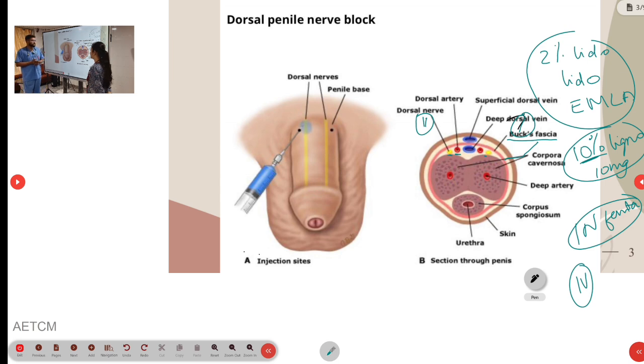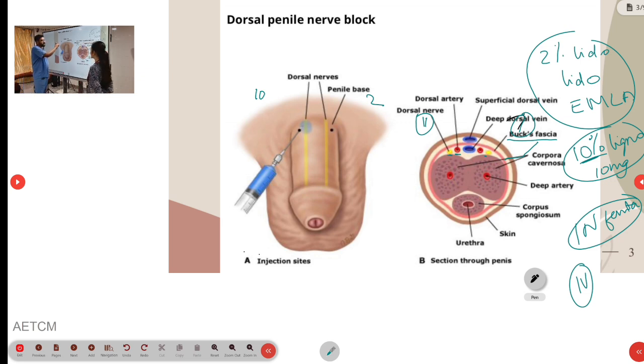The location where we have to inject is important. Ideally we can do it blind, or we can do it ultrasound guided. Ideally we should do it USG guided to prevent any arterial puncture. Here the location is at the base of the penis and the suprapubic skin. The area between that will be our puncture site. The clockwise position will be around 10 o'clock where we will be injecting, and here around 2 o'clock. The nerve is at the 1 o'clock and 11 o'clock positions, and we will insert at 10 o'clock and 2 o'clock.